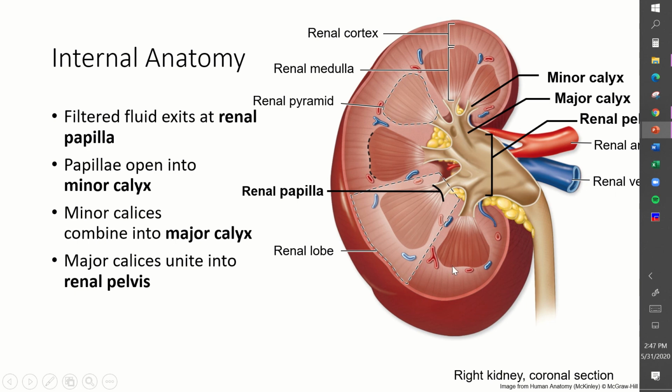The renal pelvis is this area here that then empties into the ureter. The ureter, of course, then carries the urine to the bladder, okay?